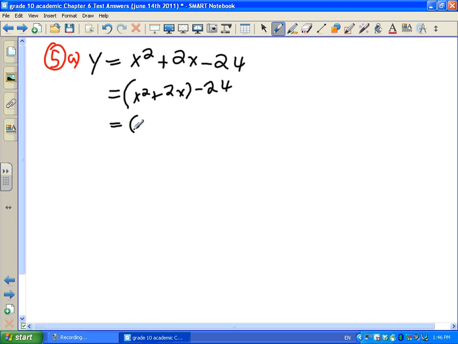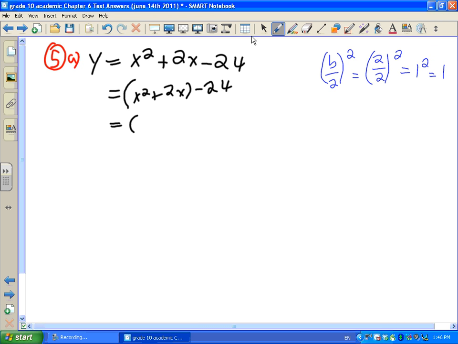Now, the next step, and I want you to do this on the side, put in blue. We need to take the b, which is our 2x, and plug it into the formula b divided by 2, squared. So we're going to take the number 2, the coefficient in front of the x, and plug it into b. So 2 divided by 2 squared is 1 squared, which is 1.